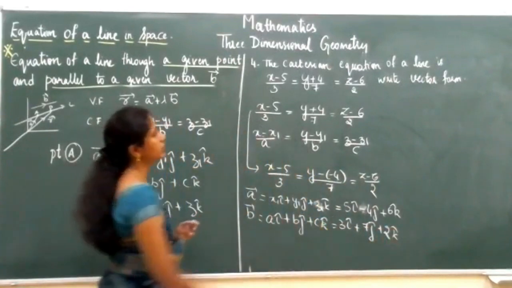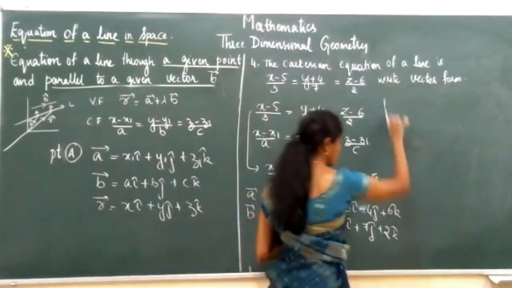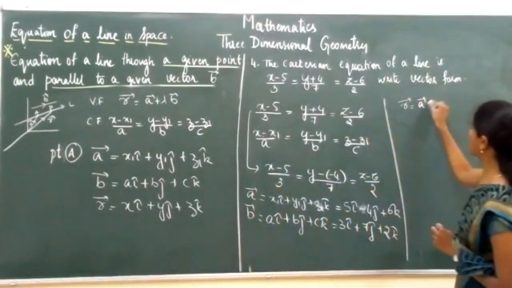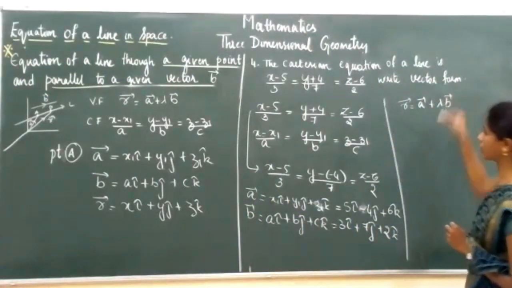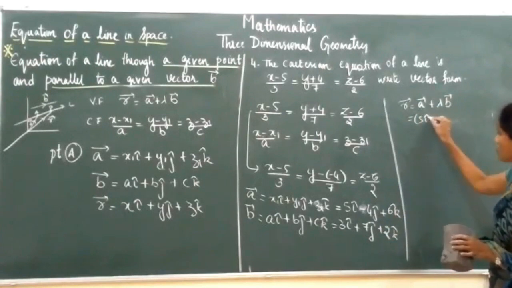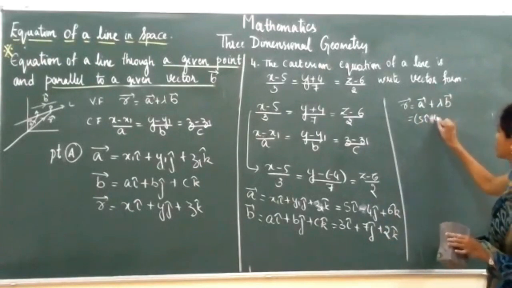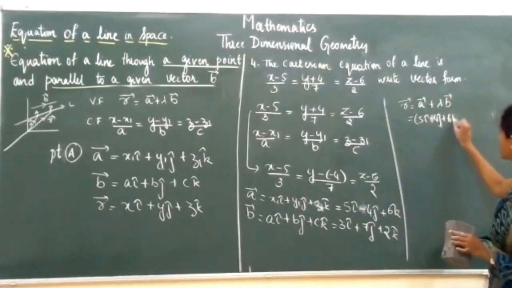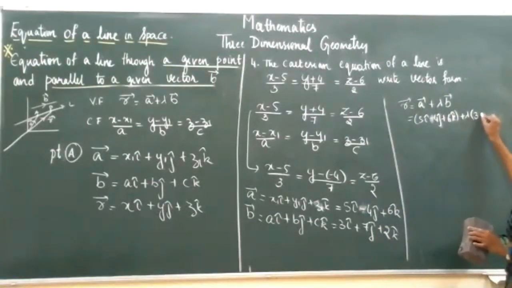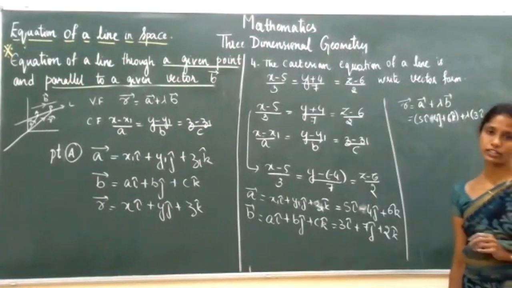What do we need to write? We need to find its vector form. So vector form is given by vector r is equal to vector a plus lambda times vector b. Therefore, this is equal to 5i cap minus 4j cap plus 6k cap plus lambda times 3i cap plus 7j cap plus 2k cap. Okay, this is the vector form for the given Cartesian form.